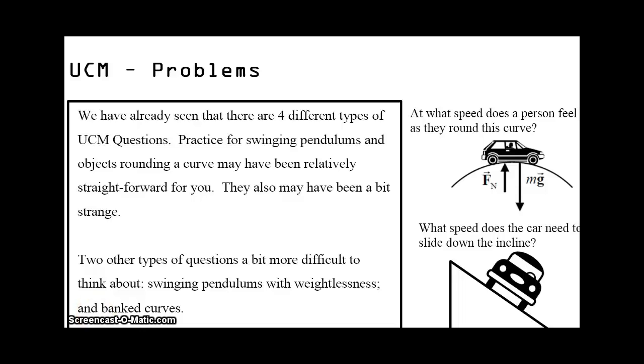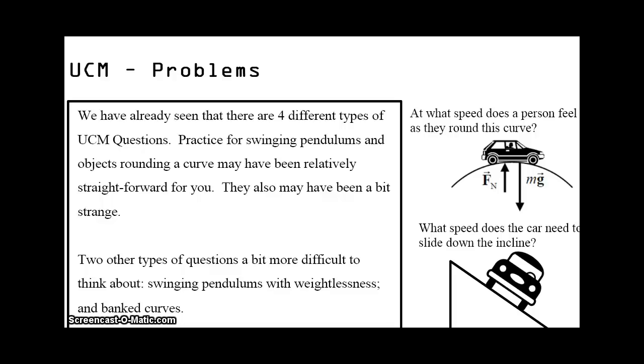Today's lesson is looking at three specific cases that we may encounter when trying to look at uniform circular motion problems. No new concepts, just three applications. The first application is the idea of swinging a pendulum. When the object gets to the top, if it's not going fast enough, that pendulum will fall down. It won't stay in circular motion.